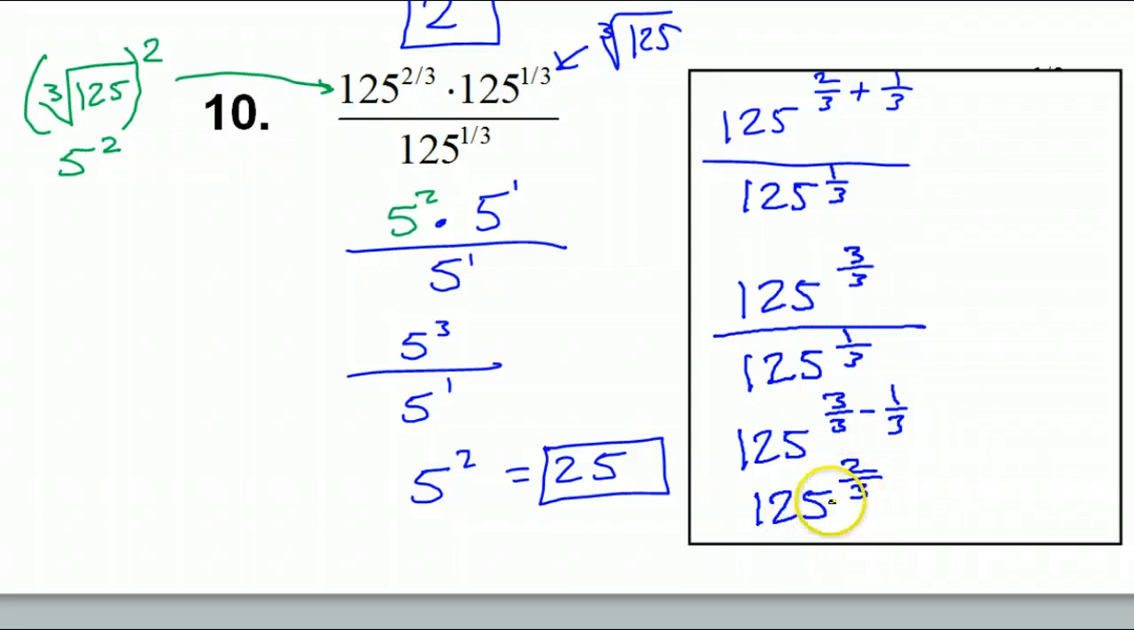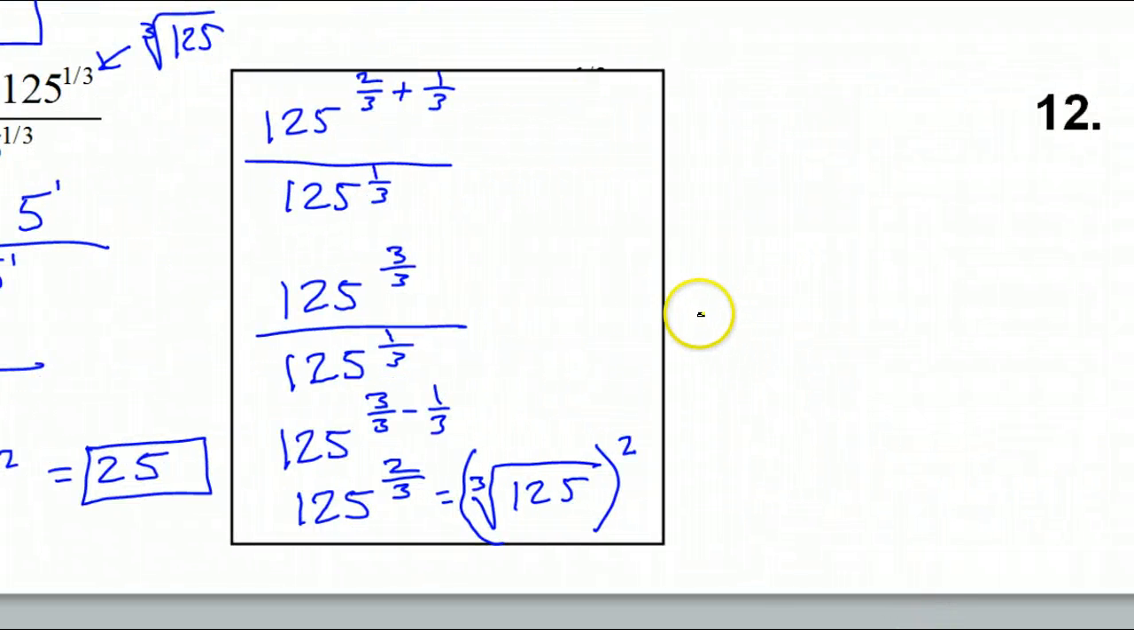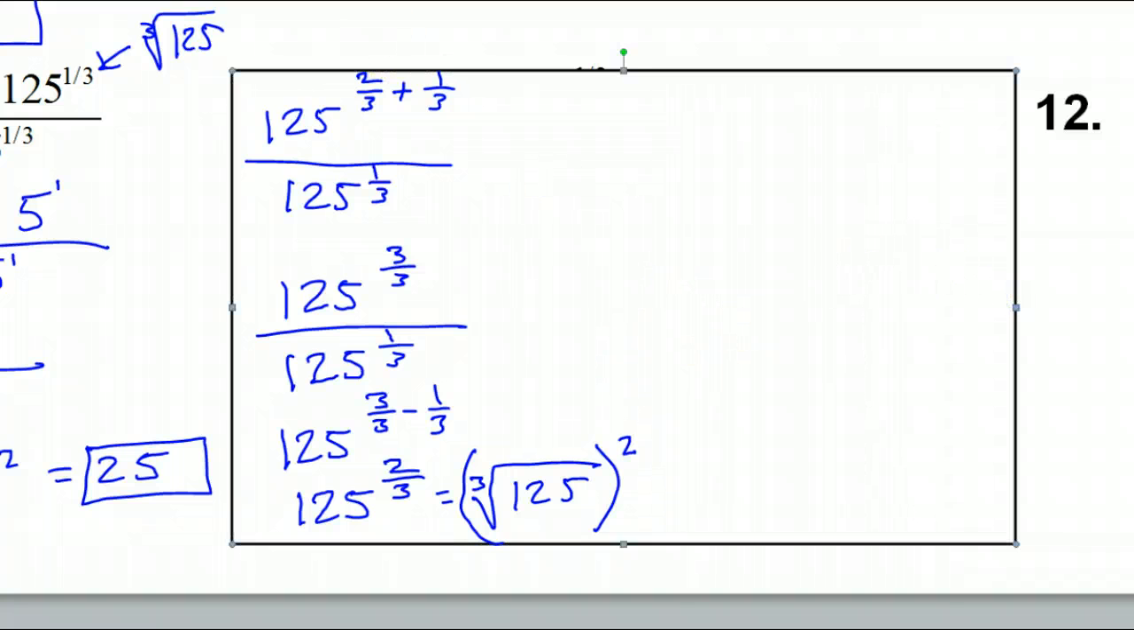Now, I could simplify this by using this deal once again. Basically, we're back to here now. Power over root. So this would be the same thing as the cube root of 125, that's the root, and then raised to the second power. I feel like I need more space. There I go. So of course the cube root of 125 is 5. So I have 5 squared, which is 25.